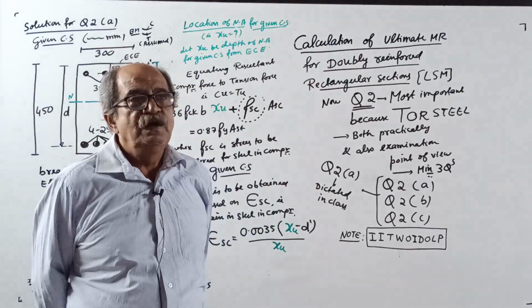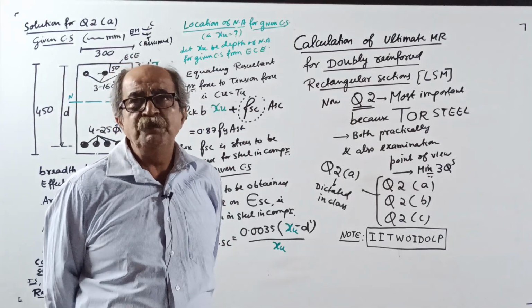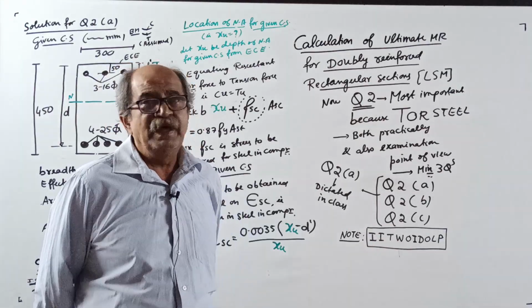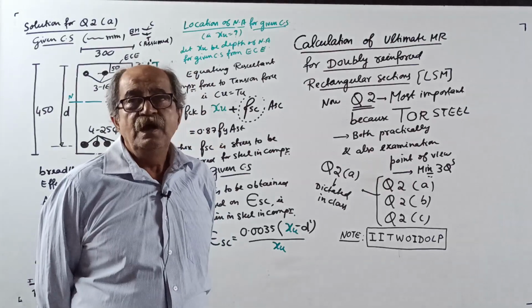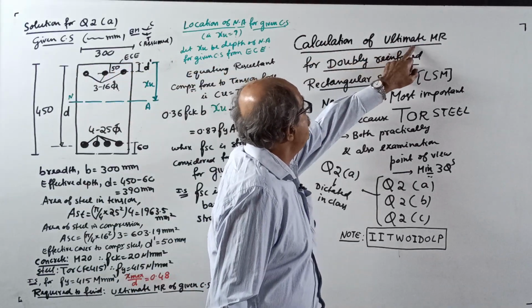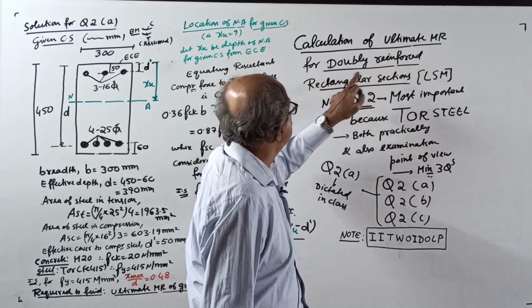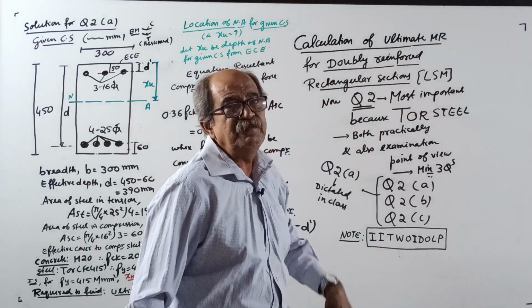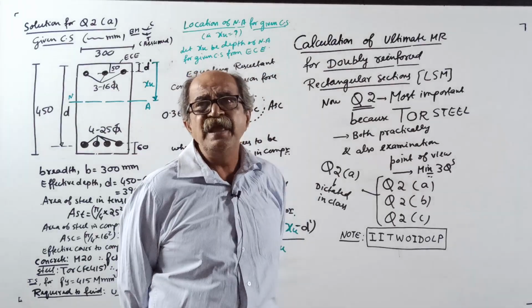Welcome to all. This is part 6, most probably part 6. You can see in the thumbnail. Finding, I have written here once again, calculation of ultimate MR for a doubly reinforced rectangular section by limit state method. Why did I write the heading once again?